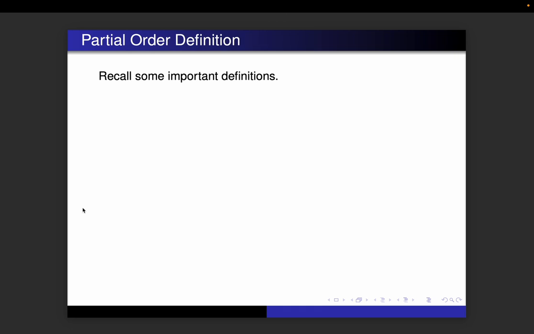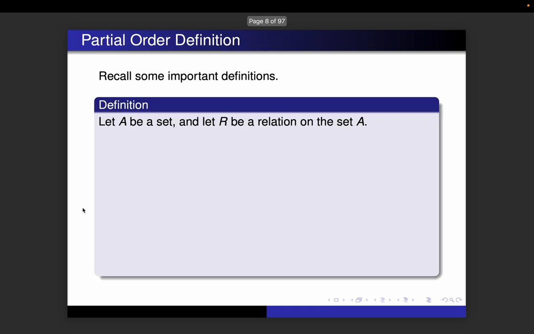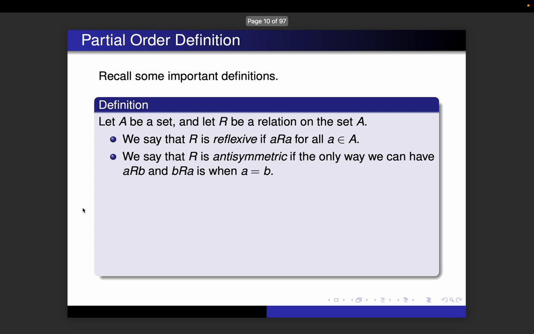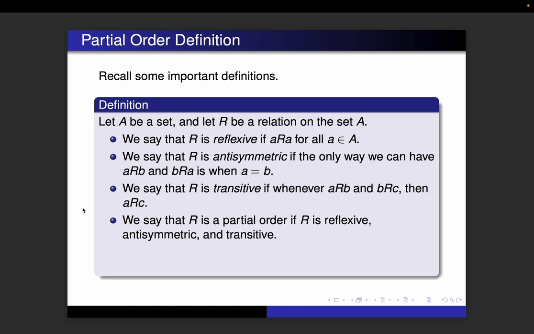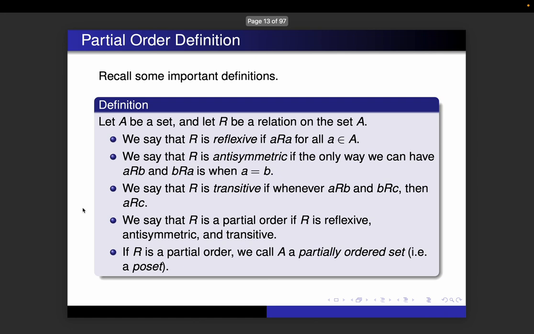All right, so recall the important definitions that we looked at before. A is a set, R is a relation on the set A. We say that R is reflexive if every element is related to itself. We say R is antisymmetric if the only way we can have two elements be related in both directions is when they're equal. We say that R is transitive if whenever A is related to B and B is related to C, then A is related to C. And finally, a partial order is a relation that has all those properties. And any set that has a partial order on it is called a partially ordered set, also known as a poset.